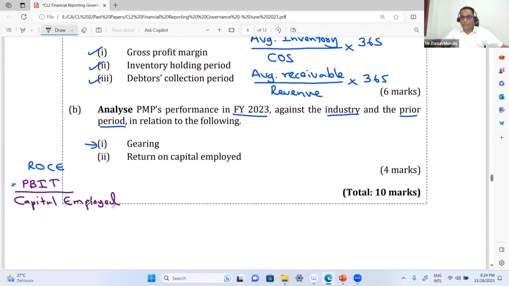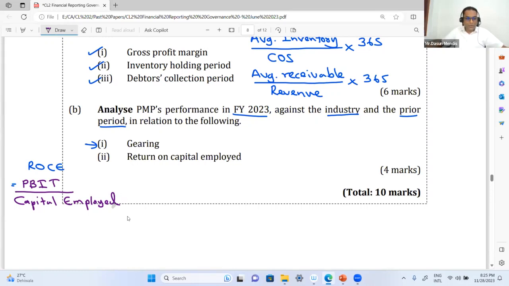Capital employed means what? Equity plus long-term interest-bearing debt. So the capital is equity capital plus long-term interest-bearing debt. That's why we take the profit figure without deducting the interest: profit before interest, because debt is included in the denominator. As debt is included in the denominator, you take the interest into the numerator, without deducting the interest. What is the profit? Profit before interest and tax.